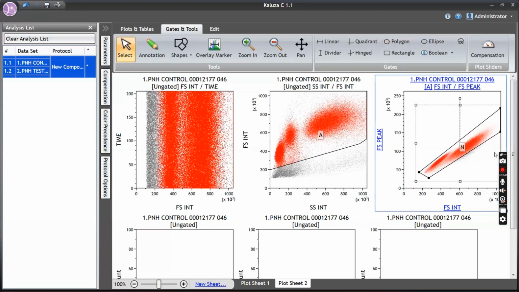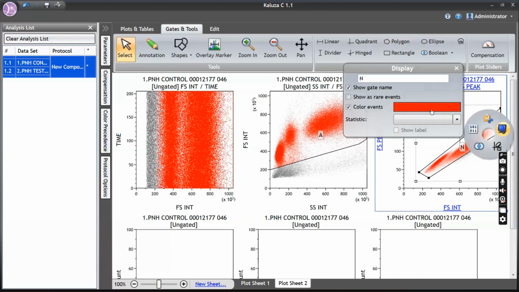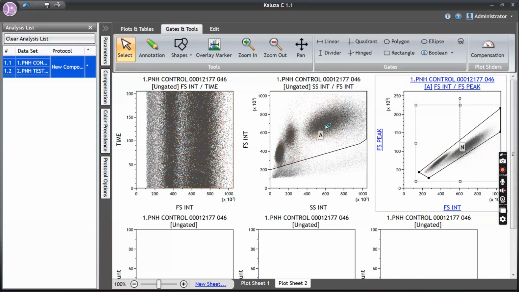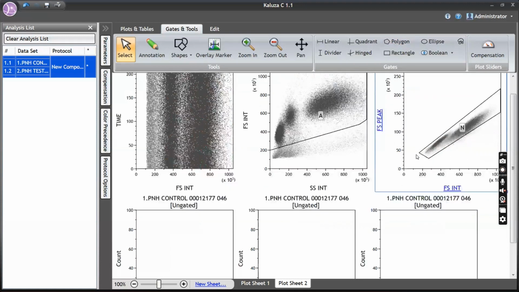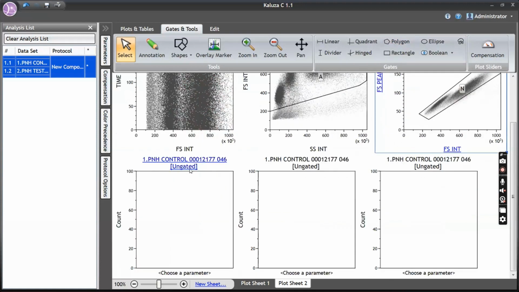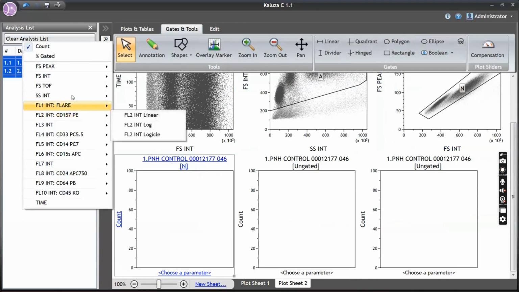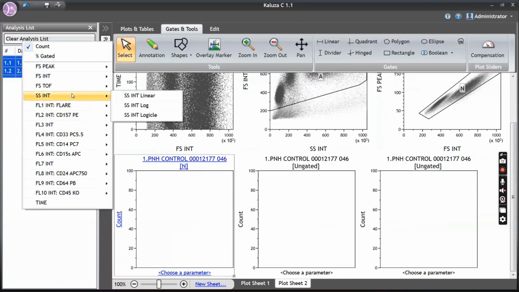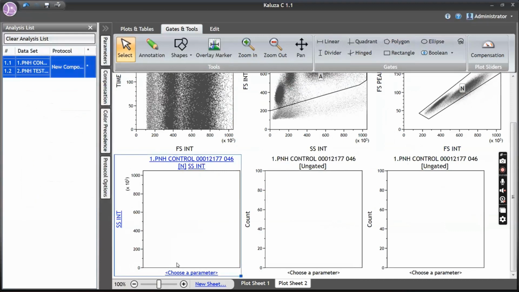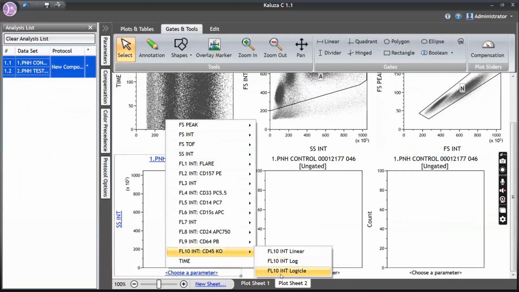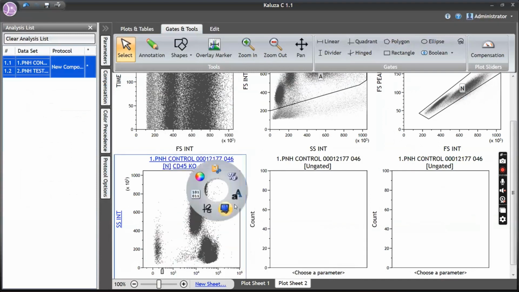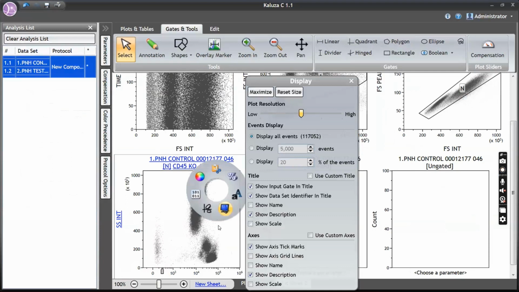Okay, so I have done that. Now what is the next plot? After singlet, which plot do we need to use? Side scatter versus CD45, right?